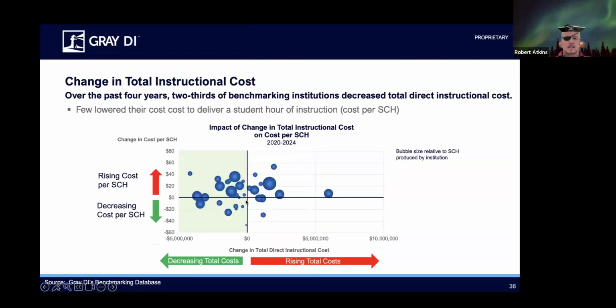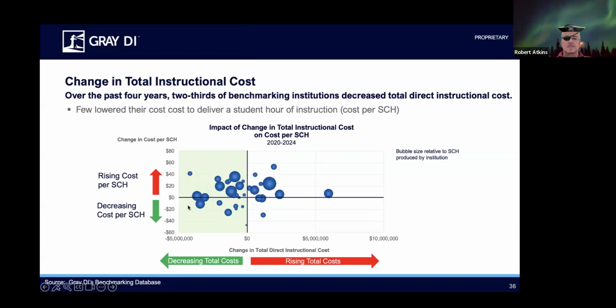So what happened out there? When we look at benchmarking institutions, or institutions in our benchmark database, about 2/3 of them decreased total instructional cost. What they did not do is decrease cost per student credit hour. So if you look at this chart, to the left is decreasing total cost. And if I'm in the top, even though I might have decreased my total cost, my number of student credit hours fell fast enough that if I'm up here, I didn't manage to reduce my cost per student credit hour at all. In fact, it went up.